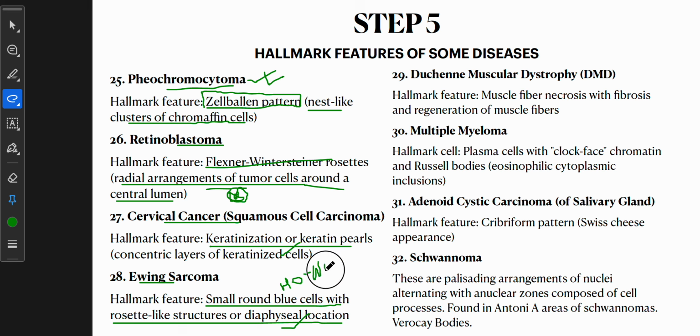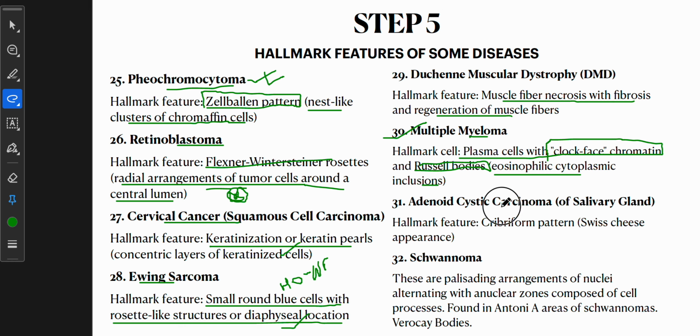And in Duchenne muscular dystrophy, we see muscle fiber necrosis with fibrosis and regeneration of muscle fibers. And in multiple myeloma, there are plasma cells with clock-face chromatin. This is very specific: clock-face chromatin in plasma cell dyscrasias like multiple myeloma. And also Russell bodies are there. Russell bodies are eosinophilic cytoplasmic inclusions.